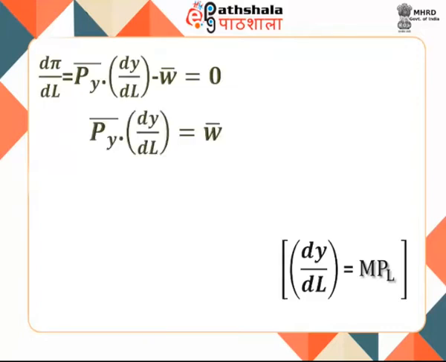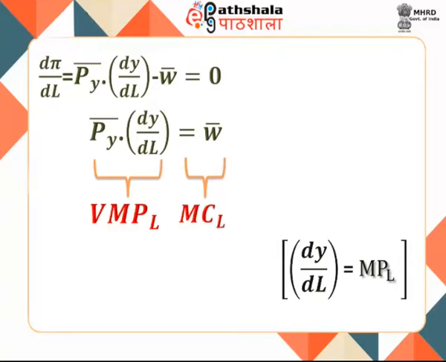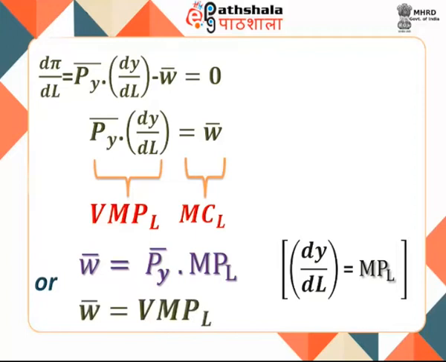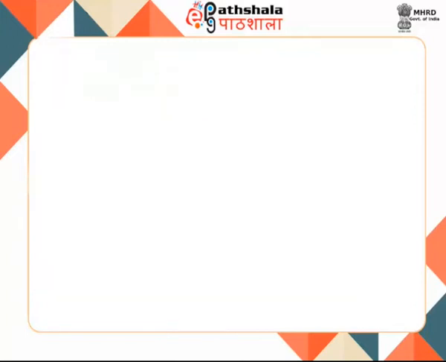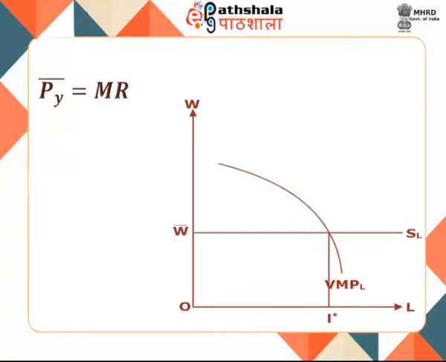Hence, P̄_Y × dY/dL = W̄, where P̄_Y × dY/dL is the value of marginal product of labor, VMPL, and W̄ is the marginal cost of labor. That is, W̄ = P̄_Y × MPL, or W = VMPL. Note that under perfect competition, since P̄_Y is equal to marginal revenue, the value of marginal productivity of labor, VMPL, and the marginal revenue productivity of labor, MRPL, are identical.